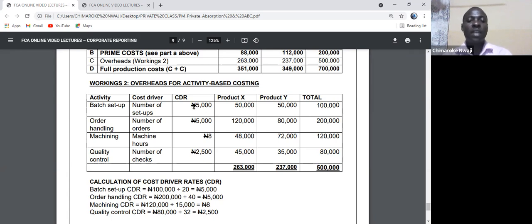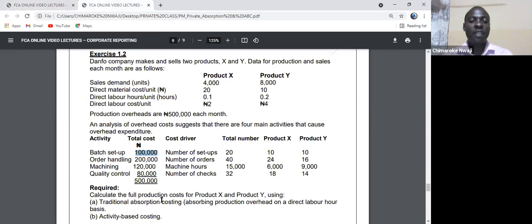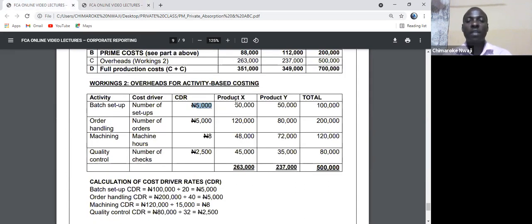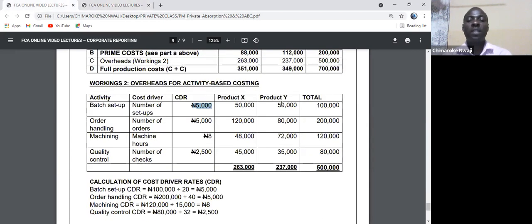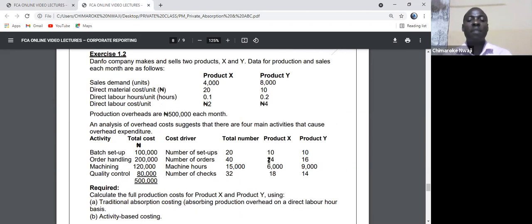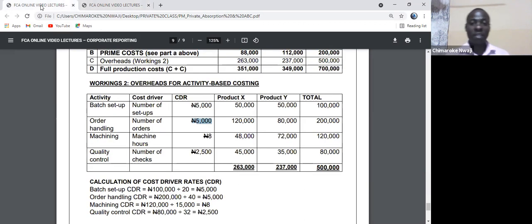Now the trick is, how do you apportion them into product X and product Y? Look at the cost driver rate for this activity. It's 5,000. So you simply say 5,000 multiplied by 10 for product X. That will give me 50,000. And 5,000 multiplied by 10 for product Y will also give me 50,000. Then you go to the next one. The rate here is 5,000, and we say number of orders. So 5,000 multiplied by 24 gives me 120,000. Then 5,000 multiplied by 16 should give me 80,000. It is instructive to know that when you add these two, you should get the total. If you don't get it, then there's something wrong.